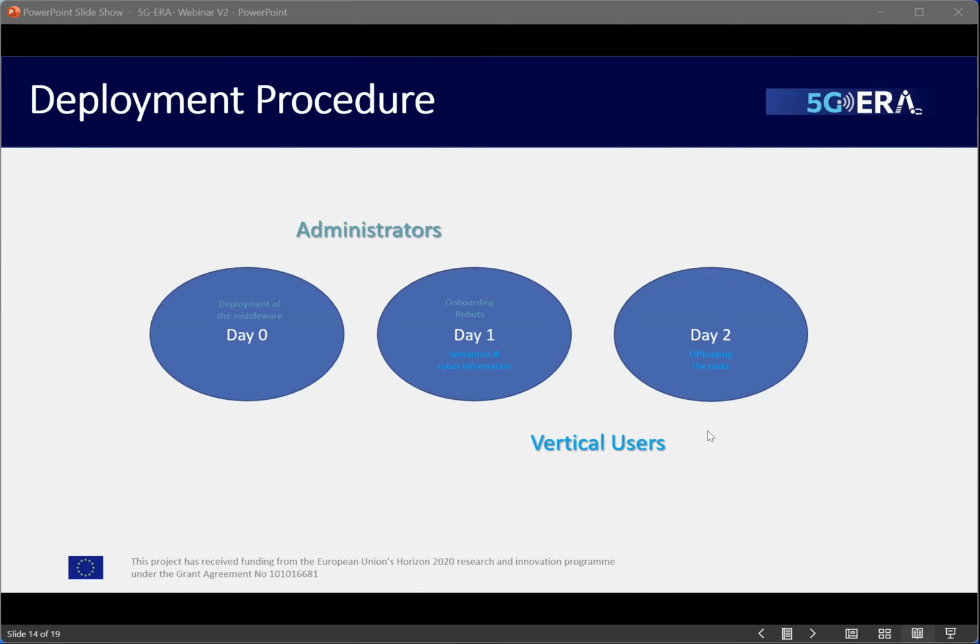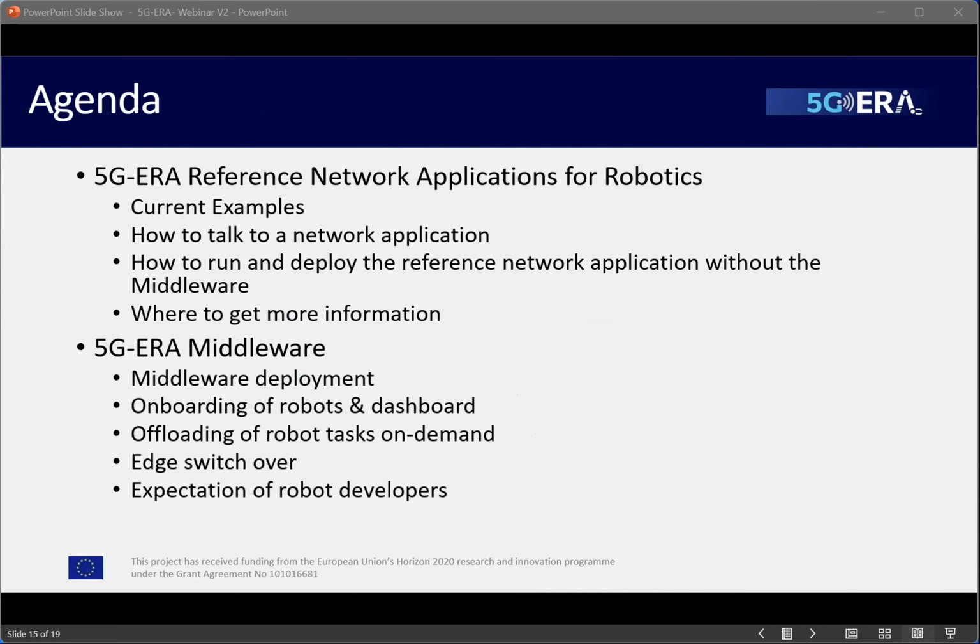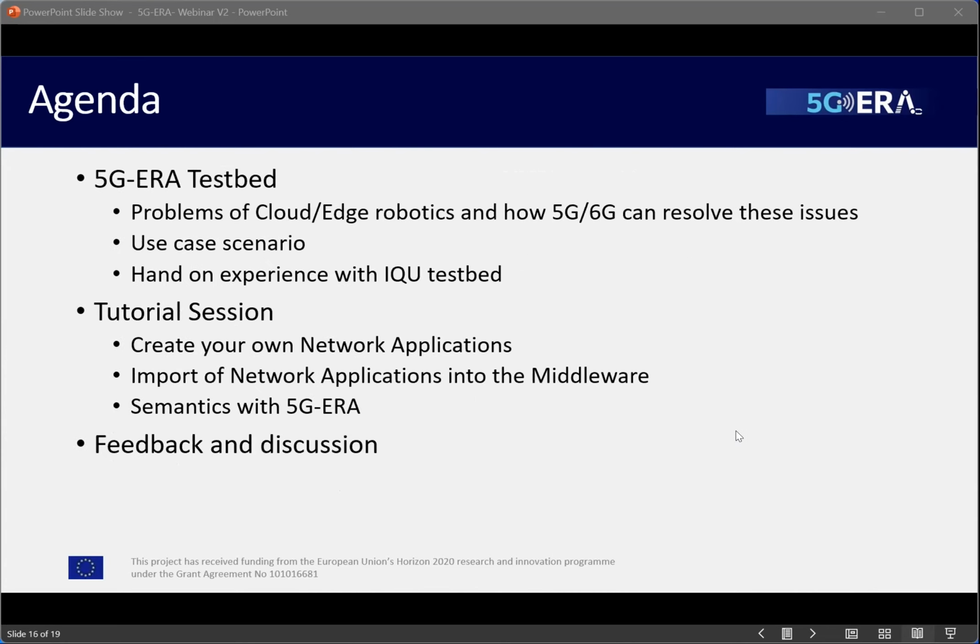That is the philosophy we have in the project, and we will show you more examples in the coming sessions. The agenda today starts with the 5G reference network application for robotics. We'll give you examples of how you can talk to the network applications, how to run and deploy the reference network application without the middleware, and where you can get more information about our software. Then in the afternoon session, we will show you the middleware: with the middleware, how you can do onboarding, task offloading, and edge switchover, and what the expectations of robot developers on distributed robotics are.